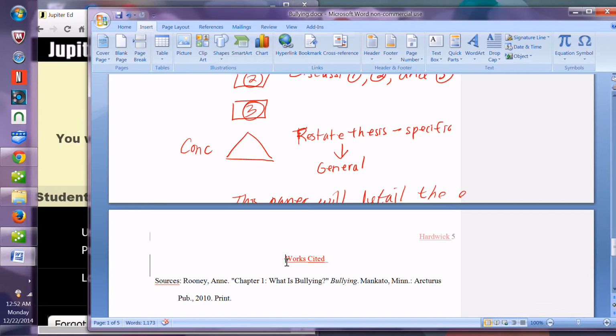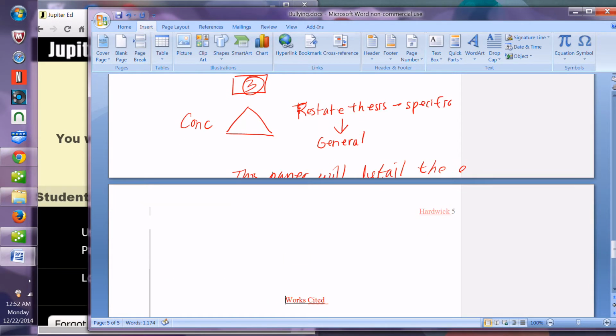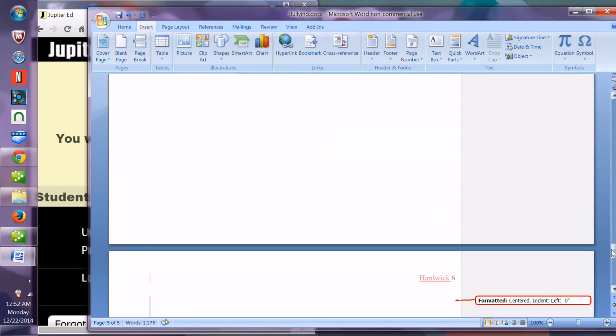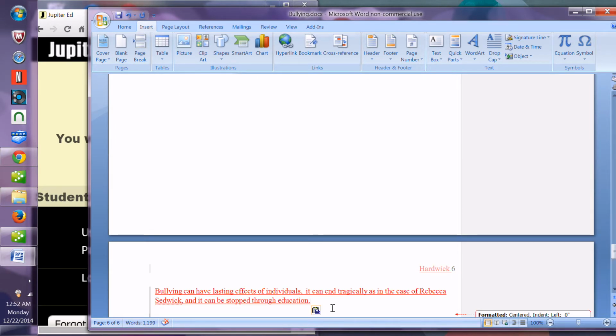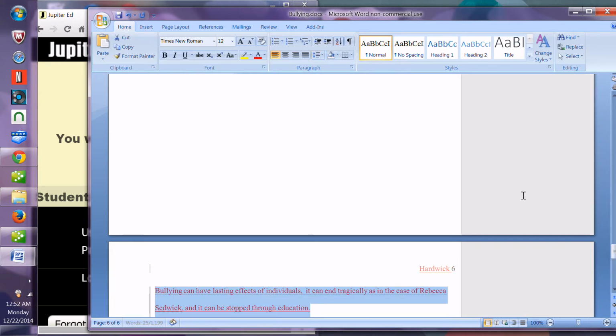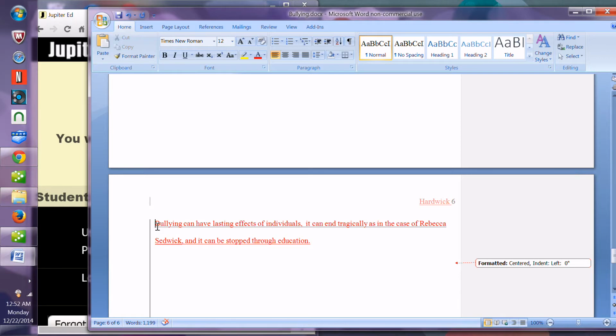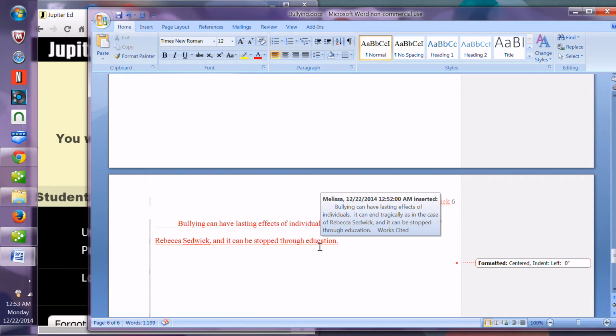And let's just kind of see how you're going to start your... I'm going to insert a page break again. And let's just say this is your conclusion. Okay. And I took this right from your thesis statement, from the first paragraph, your introduction paragraph. Bullying can have lasting effects on individuals. It can end tragically, as in the case of Rebecca Sedgwick, and it can be stopped through education. So for your conclusion, when you're starting your conclusion, you want to restate this. And so you can copy and paste it, and then you're going to reword it, basically.